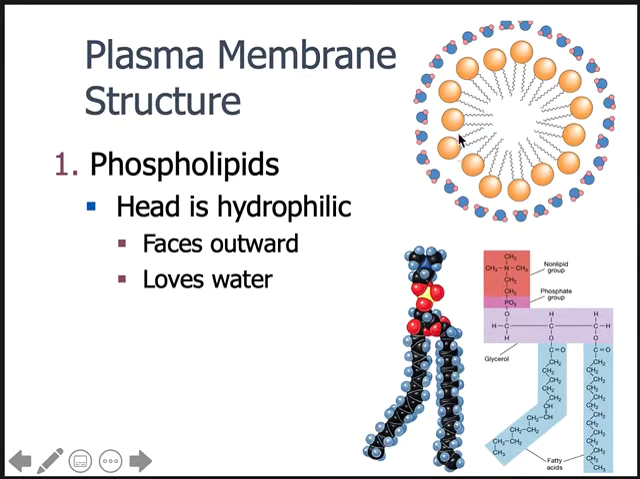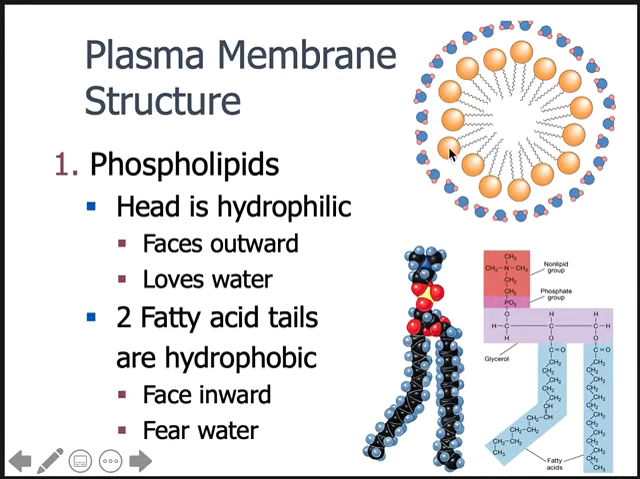And the head, as I mentioned, it's hydrophilic, so it will stay close to or with the water. And so the phosphate heads face outward, and that's because they love water, and they each have two fatty acid tails, which are hydrophobic, and they face inward to stay away from the water. This is another depiction of a phospholipid. This is the phosphate head, and this is the hydrocarbon fatty acid tail. This is another way to depict it, the phosphate group and then the fatty acid tails.